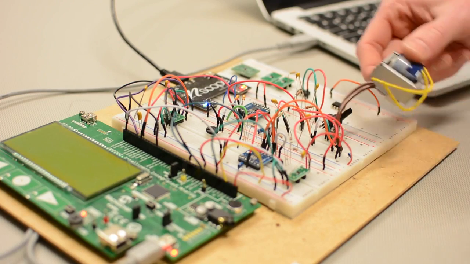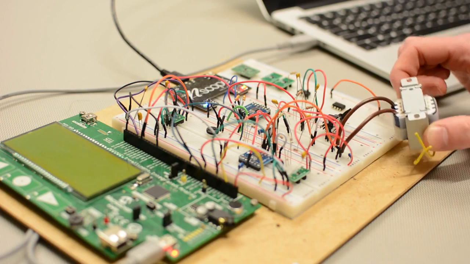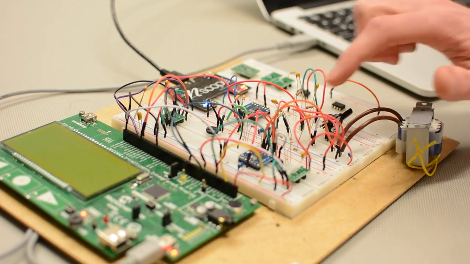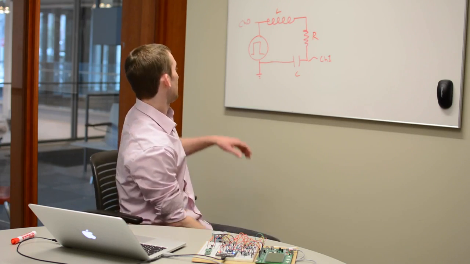So as you can see on this board, I have a transformer that I ripped out of a power supply for an inductor, a potentiometer for a variable resistor, and a capacitor back to ground. The circuit diagram for this looks like this.